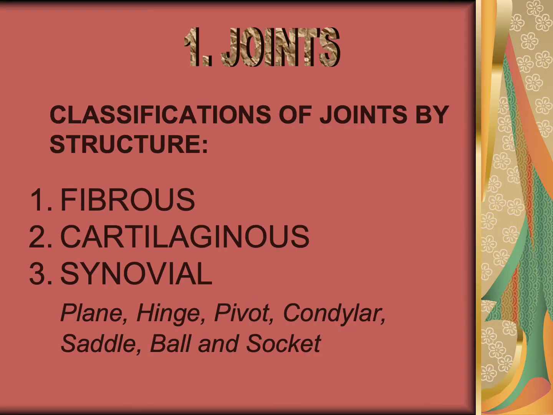Another classification of joints are by structure. One are fibrous joints. They are made up of fibers, and these are the synarthrosis or the joints with no movement. Second are cartilaginous joints containing cartilages. These are the amphiarthrosis, which are slightly movable. But the amphiarthrosis are also made up of fibrous materials as well.